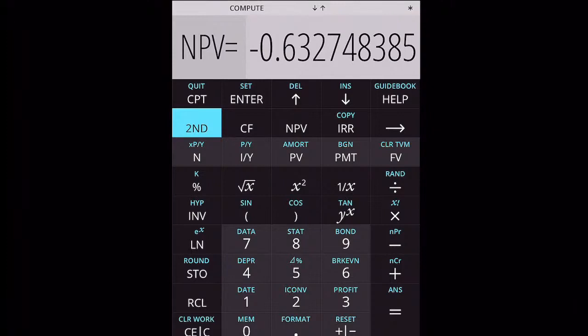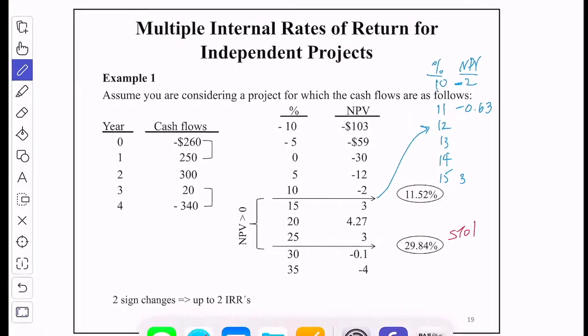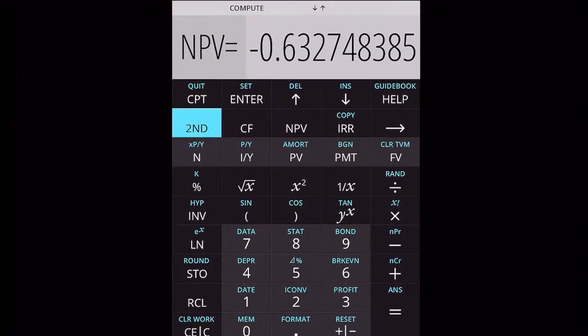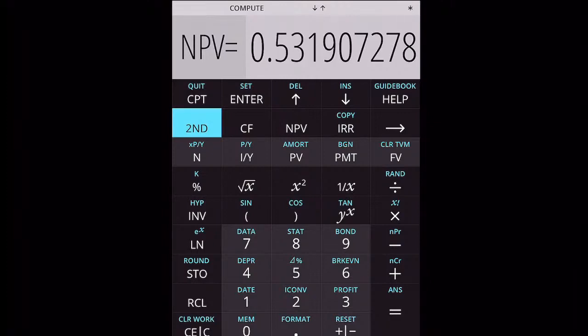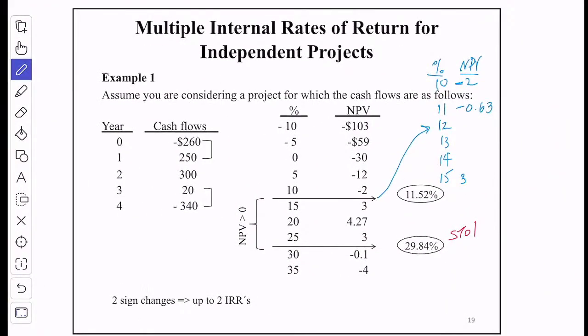So negative 0.63. So this one is negative 0.63. And now you're going to see 12 will be positive. So I'll enter 12. NPV 12, enter down, compute, now it's positive. So now I iterate between 11 and 12 because this became a positive. So all I really need to see, I don't need to see these numbers as much as I have to see the positive or negative.